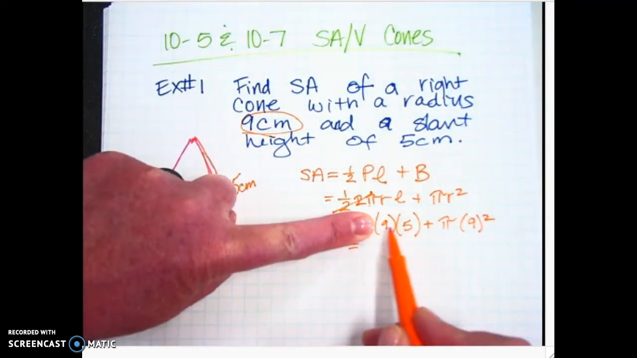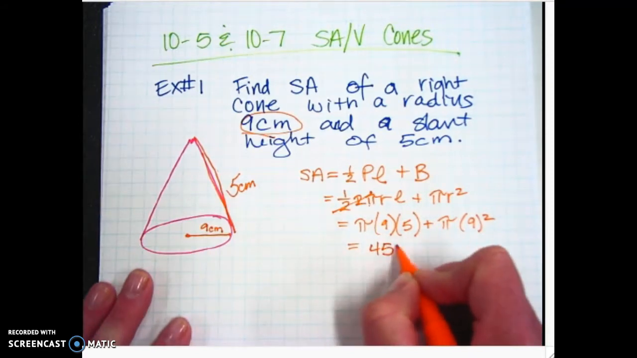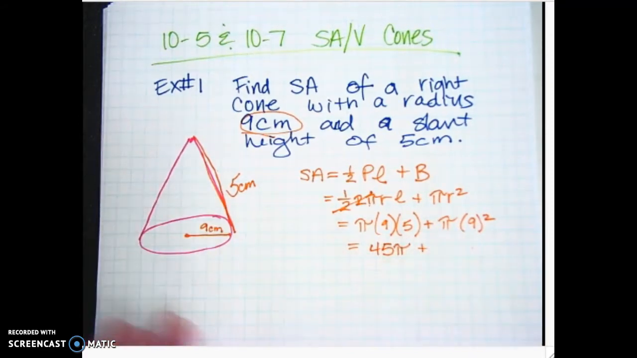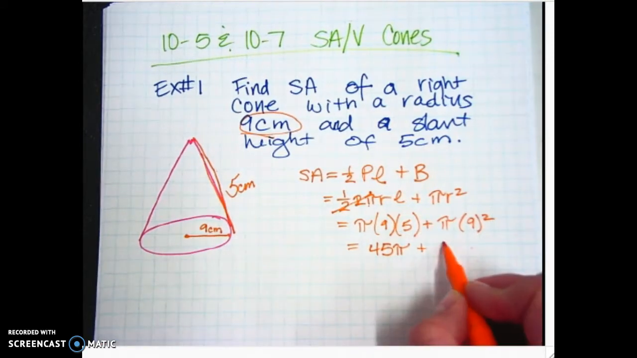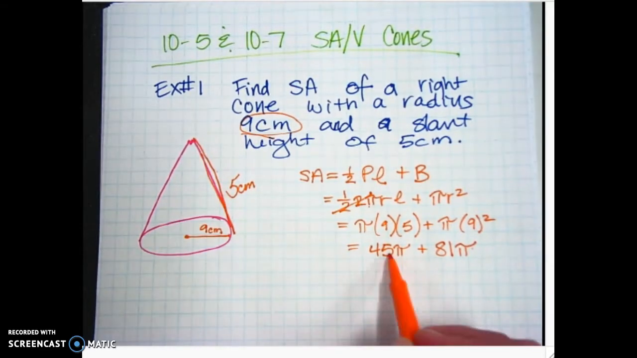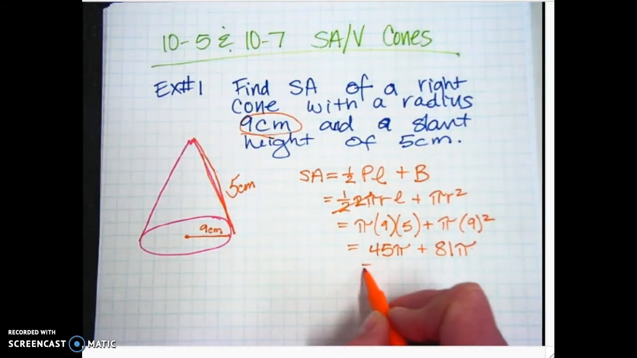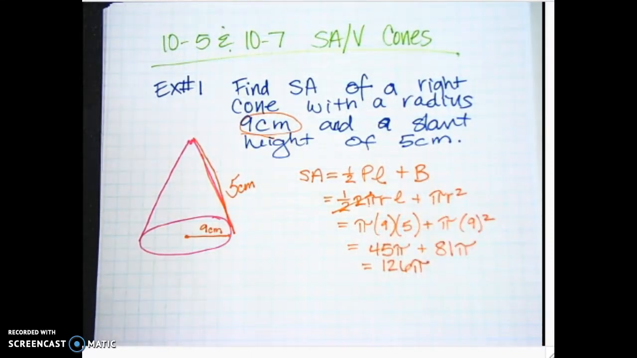So hopefully you can do 9 times 5 in your head, but if not, you can do it on your calculator. You should get 45 pi. Same thing here. You're going to multiply everything but pi, which is 9 squared. Hopefully you can do that in your head. It's 81. If not, do it on your calculator. So you have 45 pi plus 81 pi. That is 126 pi. That's your pi answer.